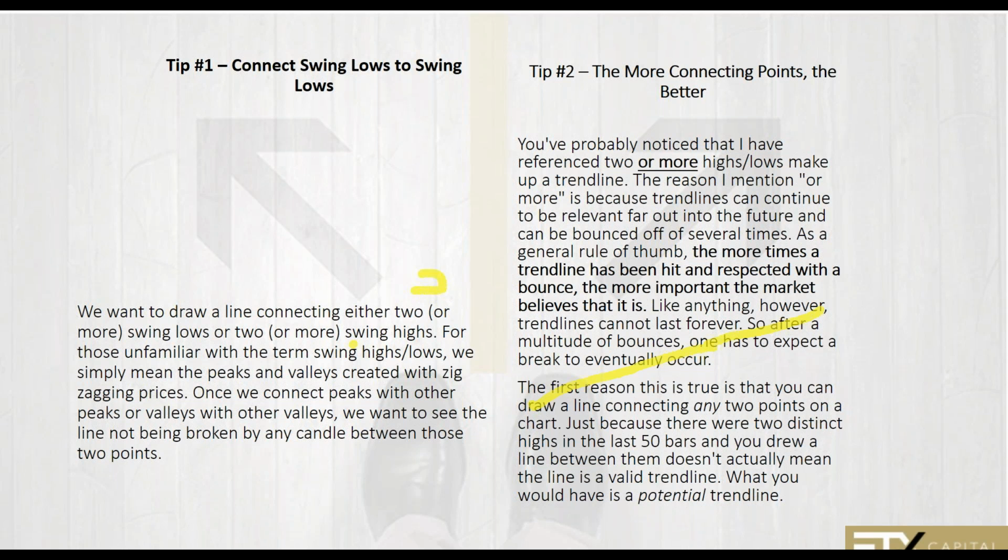So when you're using odds and probability, the more times price bounces off that trend line, statistically, the less likely it is to bounce the next time. It's probably going to break through, because the markets move in cycles, and sooner or later that trend line is going to end. The reason for this is that you can draw a line connecting any 2 points on a chart. Just because they were 2 distinct highs in the last 50 days and you drew a line between them doesn't mean the line is a valid trend line. What you would have is a potential trend line.